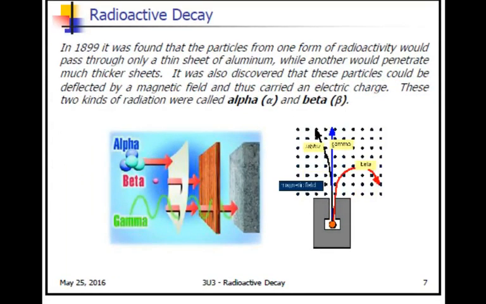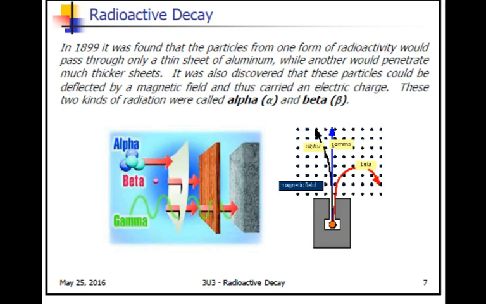In 1899, it was found that the particles from one form of radioactivity would pass through only a thin sheet of aluminum, while another would penetrate much thicker sheets. It was also discovered that these particles could be deflected by a magnetic field, and thus carried an electric charge. So these two kinds of radiation were called alpha and beta.